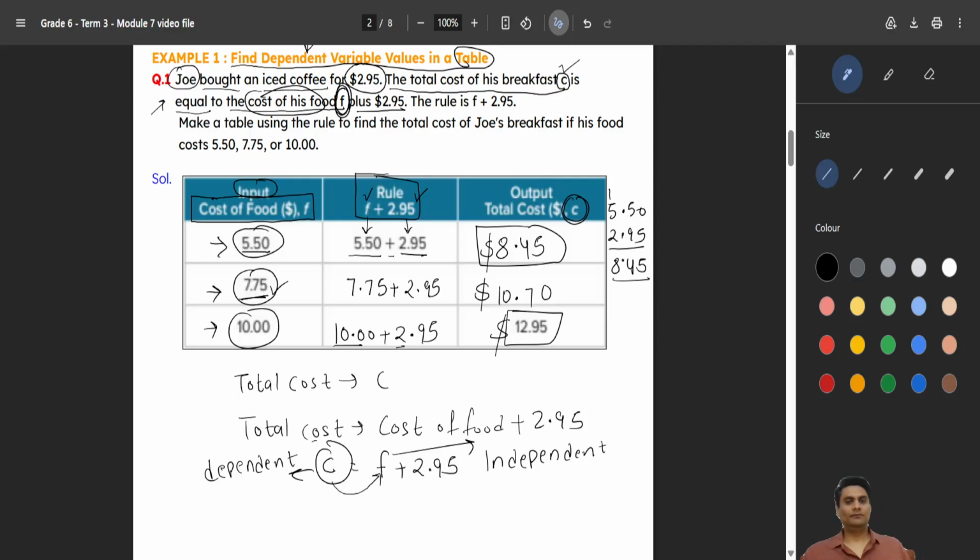So we fill the table. What do we have to do? We have to read the question. We have to find the two variables, like here the C and F are the variables. We have to check which one is dependent, which one is independent. Remember, the dependent one will always come alone on the left side, and on the right side we will always write the independent variable. Then we will make the equation, we will put the values, we will solve and fill the table. This is how you have to do it.